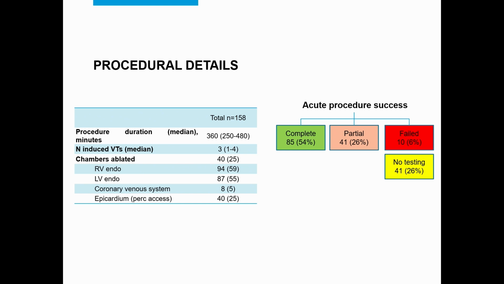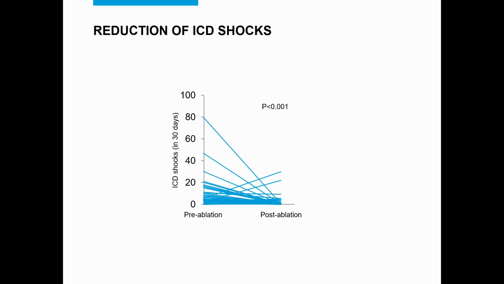These were long procedures involving multiple cardiac chambers. Success rate was a little bit more than 50%. Partial success 26%, failure in 6%, and no testing in 26%. This resulted in a significant reduction of the ICD discharges.